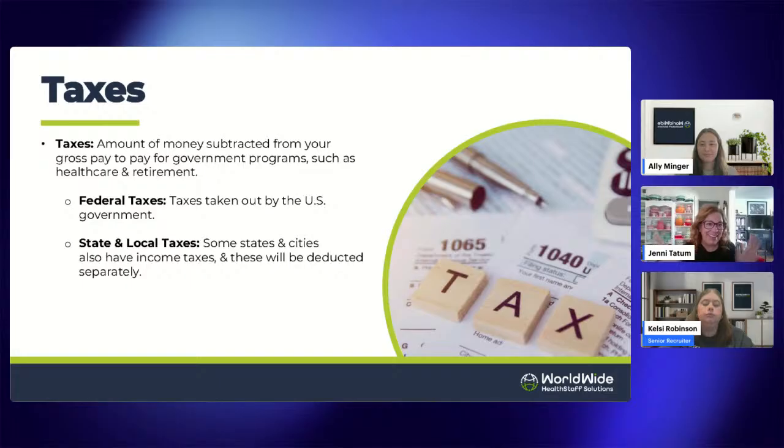Everybody's favorite topic, taxes. It's such a blast. Think of federal and state taxes as your contribution to the biggest group project ever. So things like Social Security, Medicare, government programs. On your pay stub, your federal, state, and local taxes, if applicable, the withholdings should be listed separately as their own individual line items under the tax section of your pay stub.